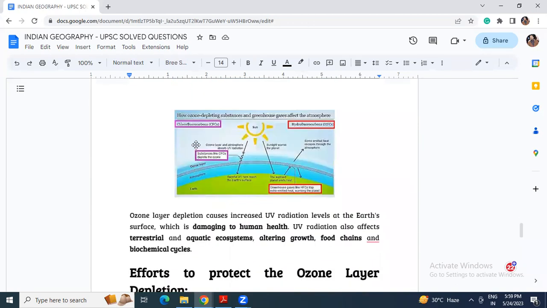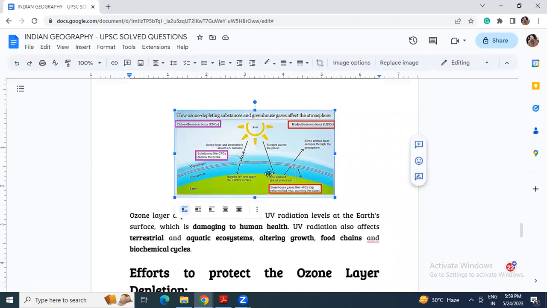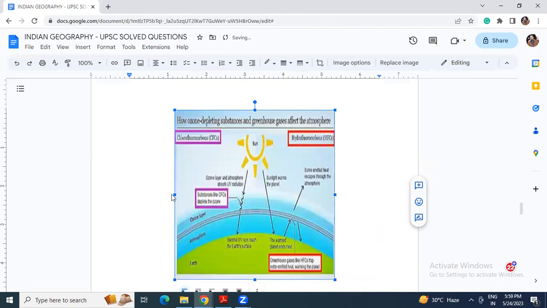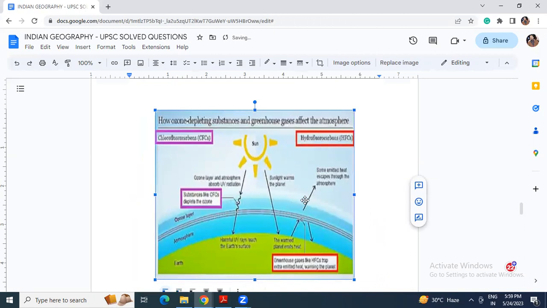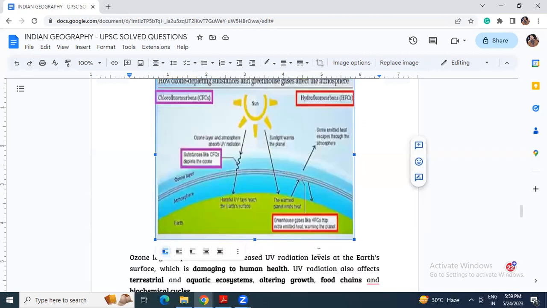You can look at this diagram. I can make it bigger to have a good look at this. You can see chlorofluorocarbon, hydrofluorocarbons. Then this is the ozone layer, right? This is protecting Earth from the ultraviolet radiation. But because of these chlorofluorocarbons and these things, some kind of depletion is happening.